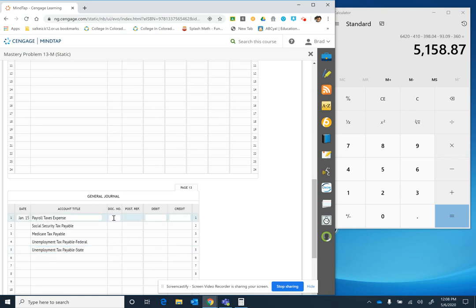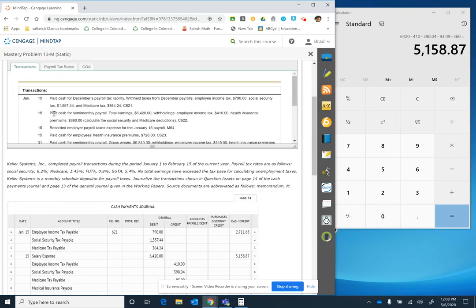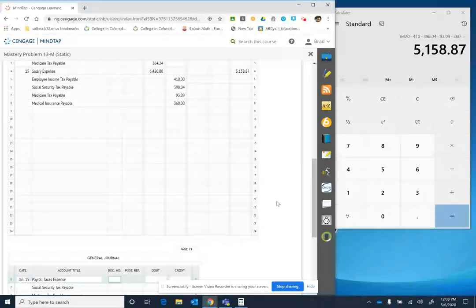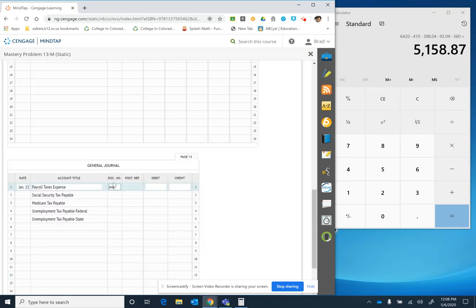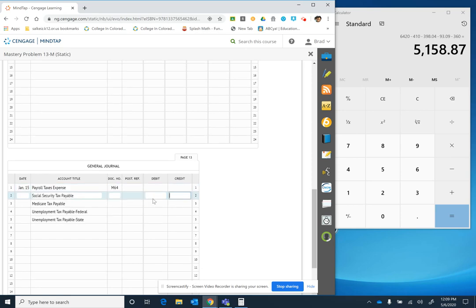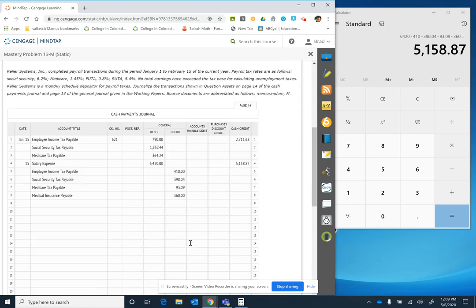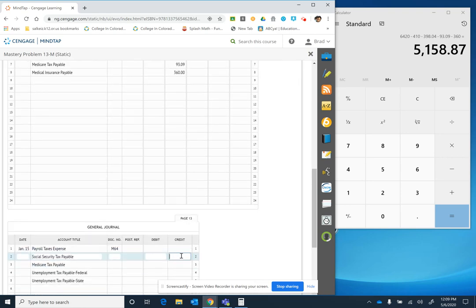All right. So the memorandum for this one is going to be, let's see here, M64. Great. So we'll record our Social Security tax payable, Medicare, and then we'll have to figure out our unemployment. I'm going to pull these numbers from up above. So we've got 398.04, and our Medicare is going to be 93.09. And again, we figured that out up on the cash payments when we were withholding that.